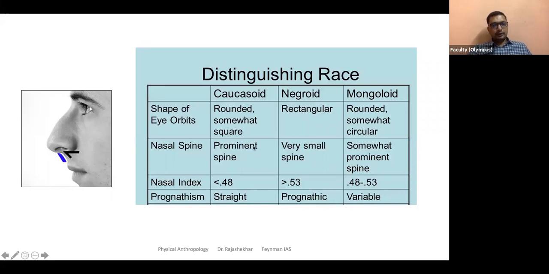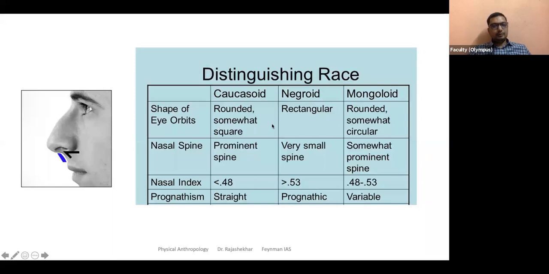Caucasoids seem to have a more prominent version of the spine, whereas Negroids have a very small spine and don't have much differentiation in how it sits here, and a somewhat prominent or intermediate spine for Mongoloids. So they even look into this angle of the nose as well, which is known as the nasal spine. Not only the nasal index and nasal spine, they even went on further talking about the shape of the orbits as well sometimes.